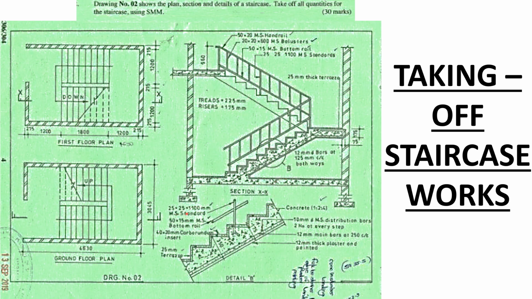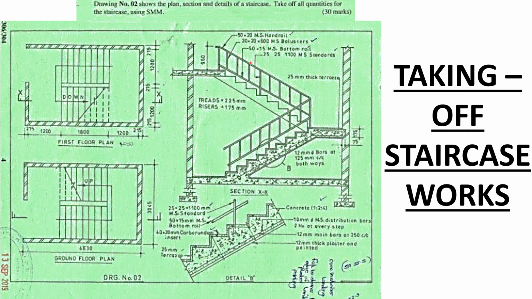Alright, then we have 25 by 25 by 1100 millimeters MS standards. Remember, standards are these ones that are vertical. Then we have the bottom rail, which is 50 by 15 MS bottom rail. Alright, here we did not finish studying. The height of the standard is 960. Then 50 by 20 MS handrail on top here. Then we have 20 by 20 by 600 MS balusters. Balusters are these ones that are not coming to the concrete, they are hanging between the bottom rail and the top rail.